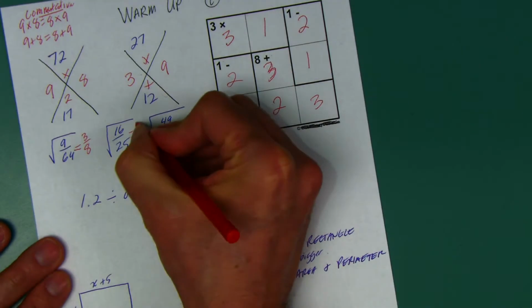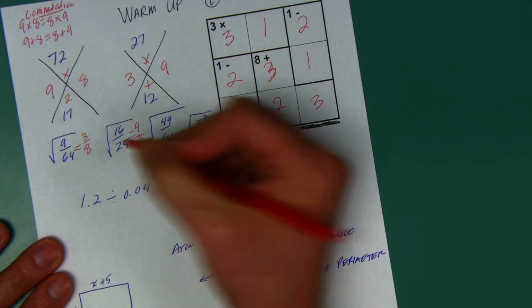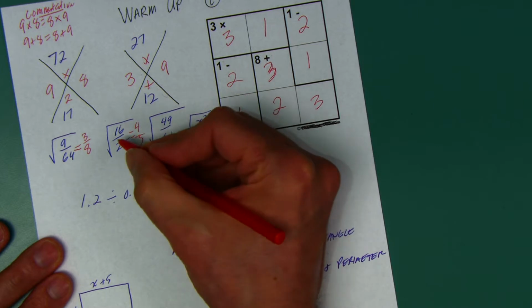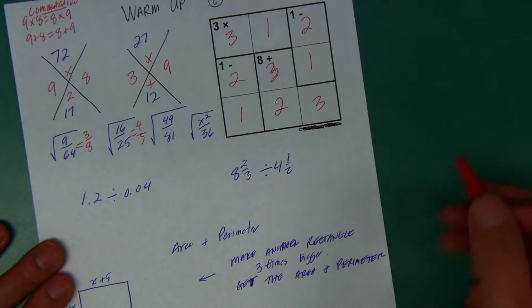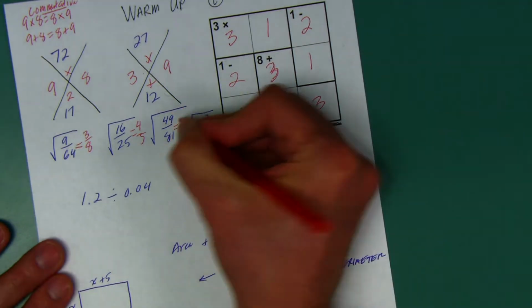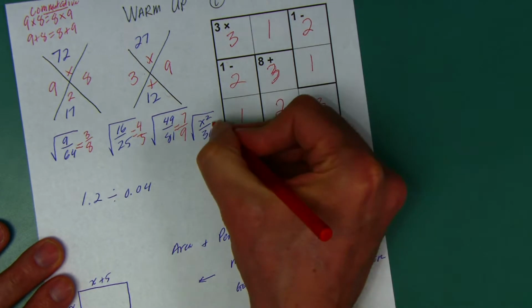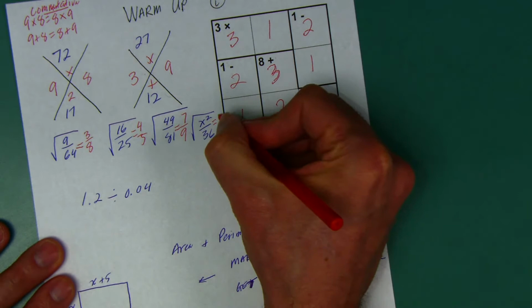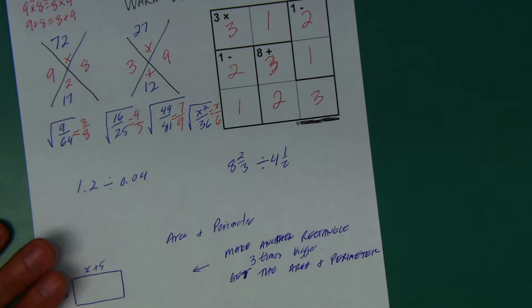16/25? Hopefully you figured that out, is 4/5, right? Because 4/5 times 4/5 is 16/25. 4/5 squared is 16/25. So the square root of 16/25 is 4/5. How about the square root of 49/81? 7/9. And the square root of x squared over 36 is x over 6.